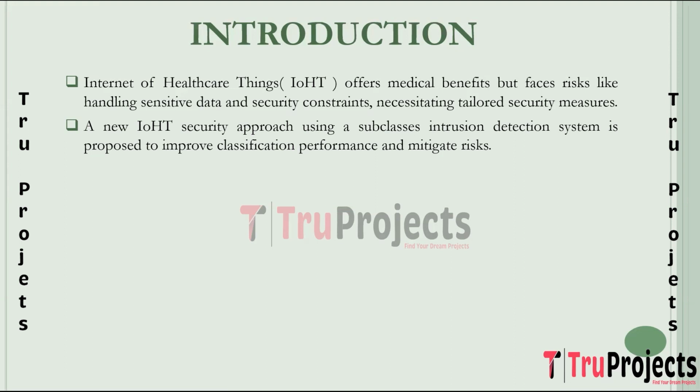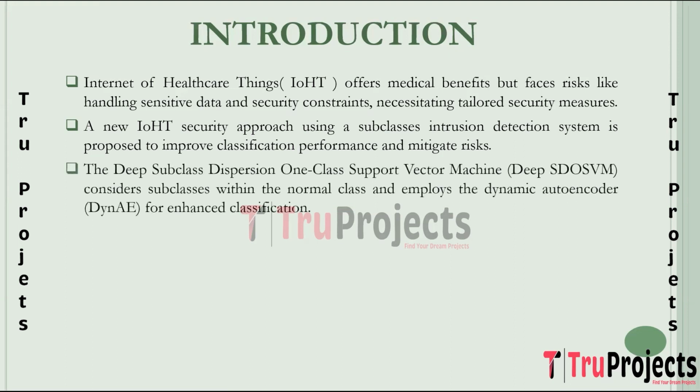The objective is to overcome concerns, mitigate risks, and meet IoHT constraints by improving the discriminative power and classification performance of intrusion detection systems. The proposed approach, termed Deep Subclass Dispersion One-Class Support Vector Machine, which is Deep SDO-SVM, utilizes a variation of standard OCSVM that considers subclasses within the normal class to minimize data dispersion. Additionally, a deep clustering model, the dynamic autoencoder, is employed for subclass generation to enhance classification performance.